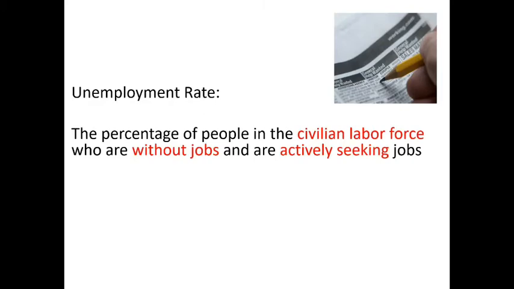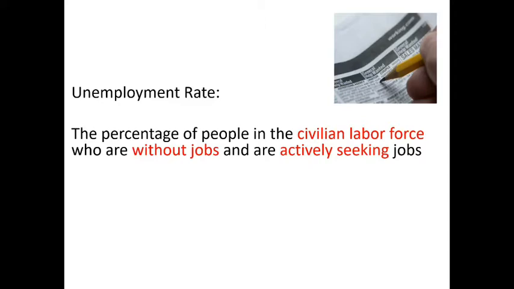What is unemployment? How do we calculate the unemployment rate? The unemployment rate is defined as the percentage of people in the civilian labor force who are without jobs and are actively seeking jobs. There are three things we need to consider here. The first thing we look at is the civilian labor force. The second thing that is important here is that the person needs to be without jobs, but also actively seeking jobs.